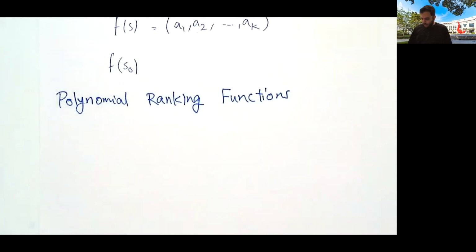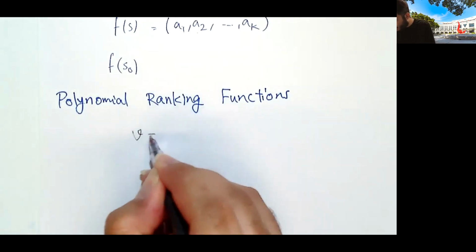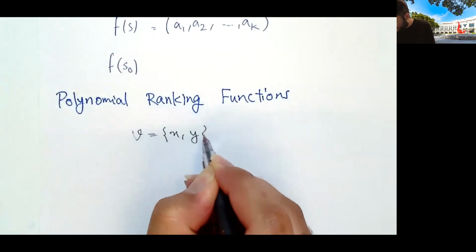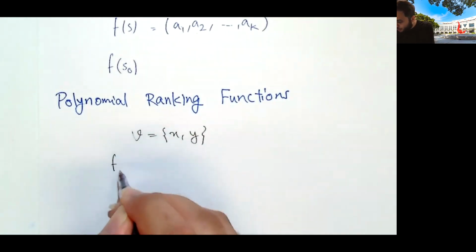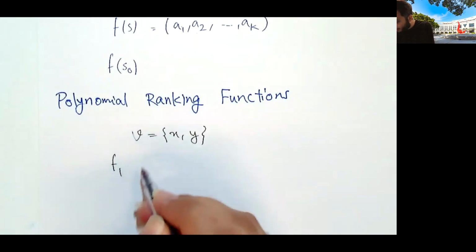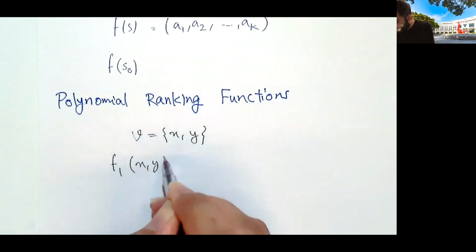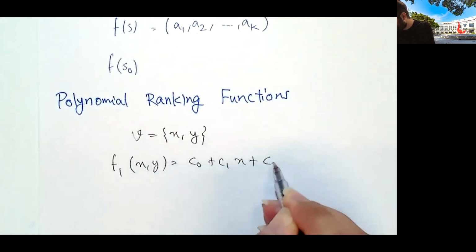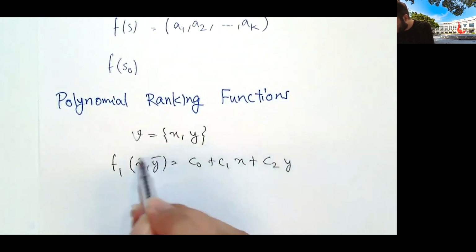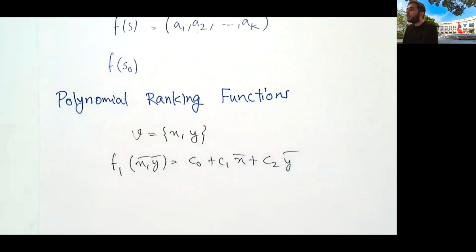So in linear ranking functions, if your program variables were, let's say, x and y, then at line 1 of your program, you would say that my function is what? It's like C0 plus C1x plus C2y, right? And then you would find values for C0, C1, and C2.